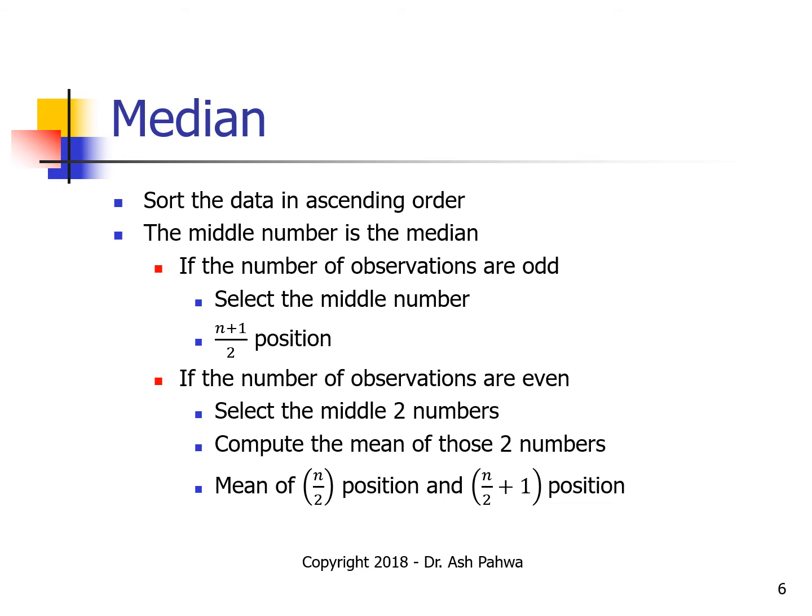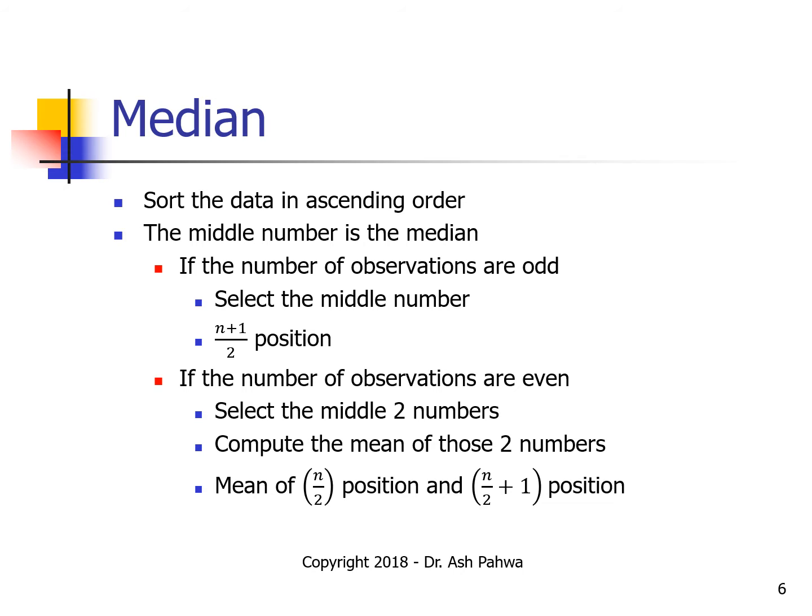Now let us look into the second metric, which is called median. Median basically means the middle number. To find out the median, we sort the data in ascending order and the middle number is the median. However, if the number of observations we have is odd, then we can select the middle number and that would be the (n plus 1) divided by 2 position. In the next slide, we are going to demonstrate this.